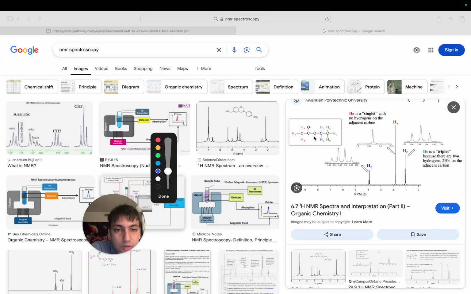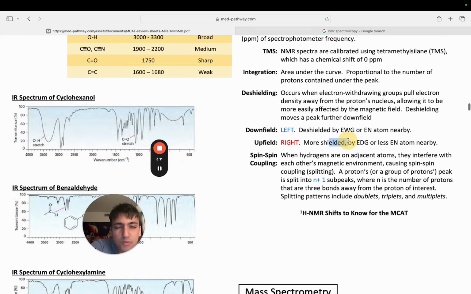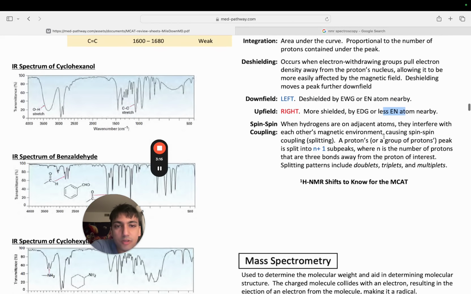Let's look at our example. So we have this carbon with this ester over here. And so we can see that the one that's on the right the most is the one that's furthest away from this ester group right here, right? The one that's shifted the most to the left is this one right next to that oxygen over here. So that should make sense to you. All right. Now, obviously, the other way around, upfield is going to be right, and it's more shielded by electron donating groups or less electronegative atoms nearby.